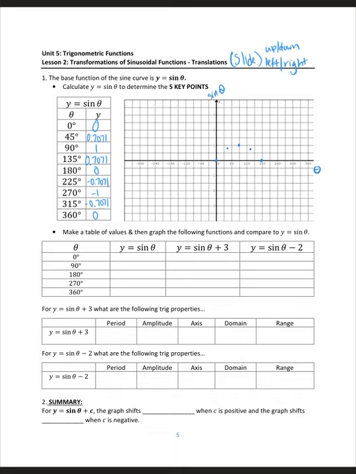Okay, I'm just going to plot the rest of these points. So 225, we're dipping down below the x-axis. Same with 270, we're at -1. 315. Hopefully you can see a pattern that's occurring here, and then at 360, we're back up to 0. Okay, so if I connect these, we did look at the sine curve in yesterday's notes, so we should start to become familiar with the general shape of the sine curve.